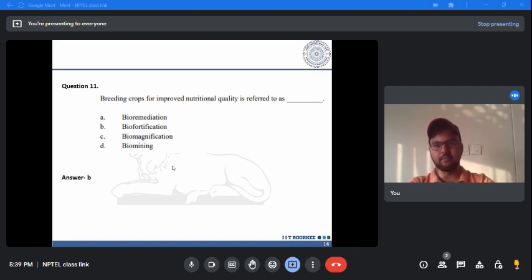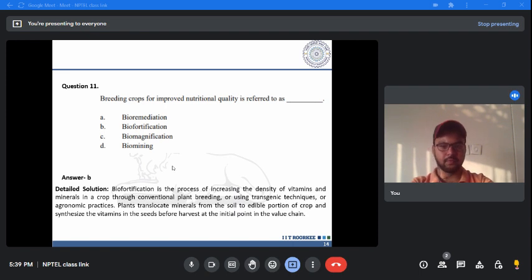So the answer is B, biofortification. These kinds of things are called biofortification, when we try to improve the crop's nutritional value. Biofortification is a process of increasing the density of vitamins and minerals in a crop through conventional plant breeding, transgenic techniques, or agronomic practice. Plants translocate minerals from the soil to the edible portion of the crop and synthesize vitamins in the seed, therefore before harvesting, at the initial point in the value chain. So the right answer for this question is option B, biofortification.